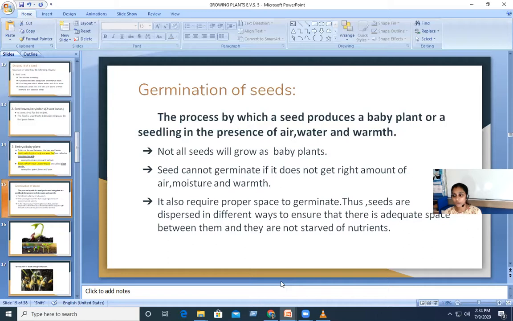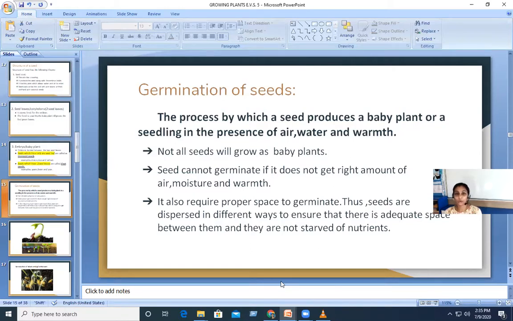Seeds are dispersed in different ways to ensure that there is adequate space between them and they are not starved of nutrients. What happens if you put all seeds in one place? They might fight for the proper space, because they have to get nutrients from the soil. So in agricultural methods, seeds are spread in such a way that there is enough gap in between and they get the right amount of required conditions, and also the nutrients from the soil.